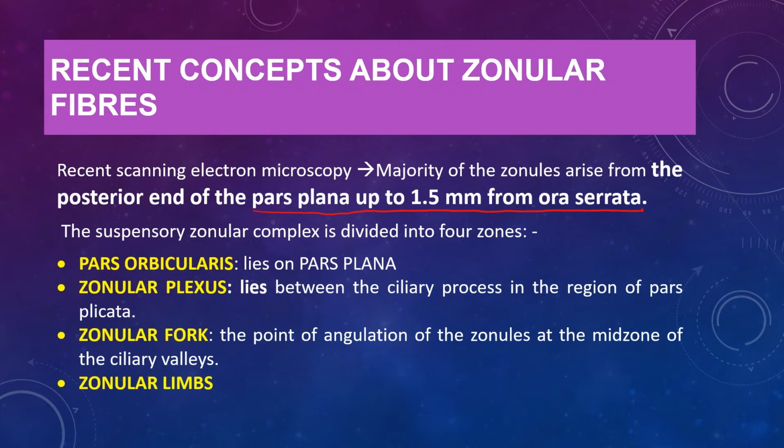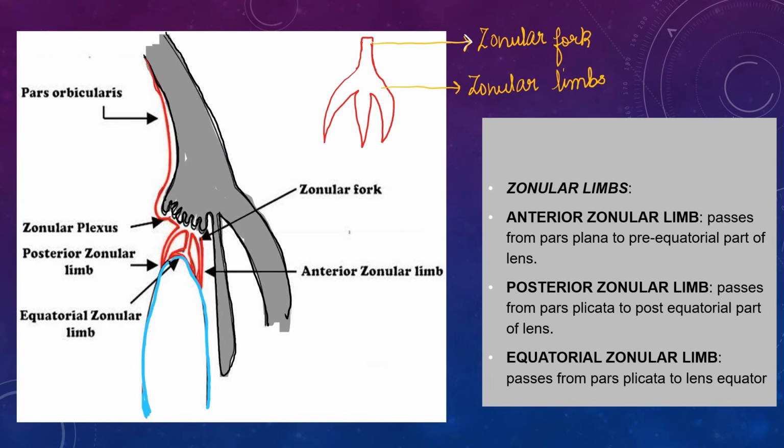And the zonule is not just a single zonule, it's basically a complex. And that complex has been divided into four parts. So we have a pars orbicularis, a zonular plexus, a zonular fork, and a zonular limb. So let me tell you what are all these four parts.